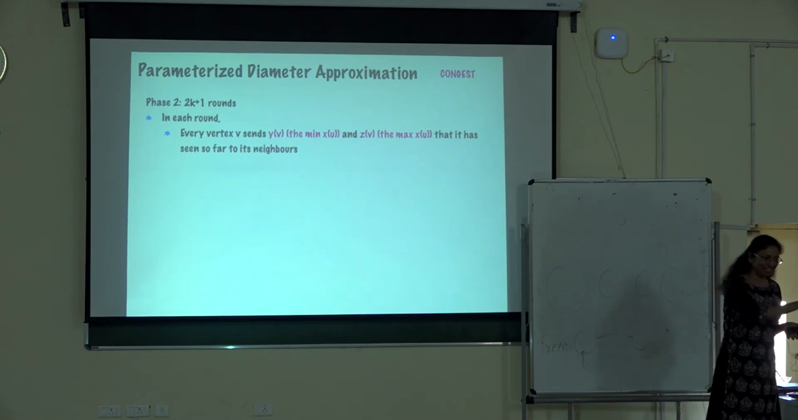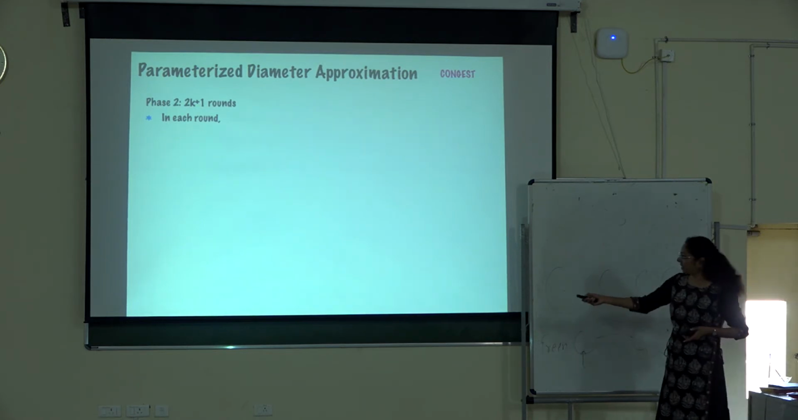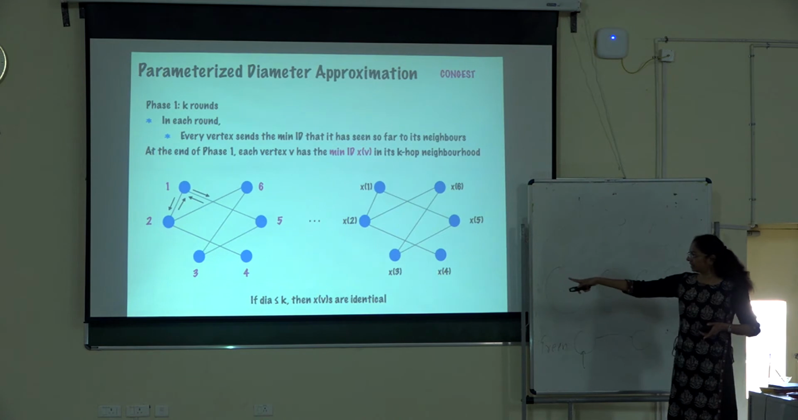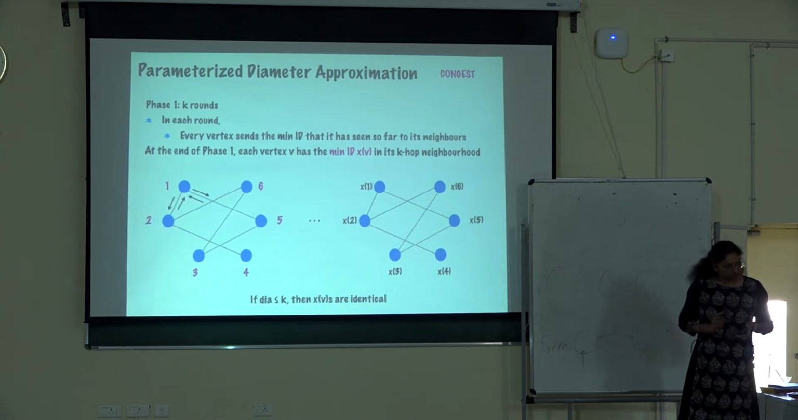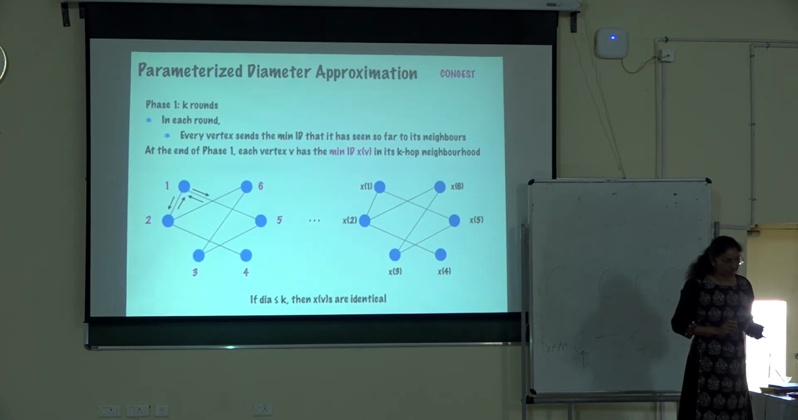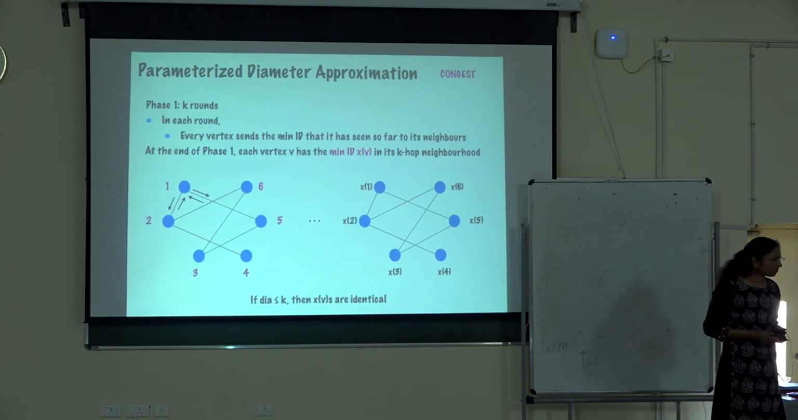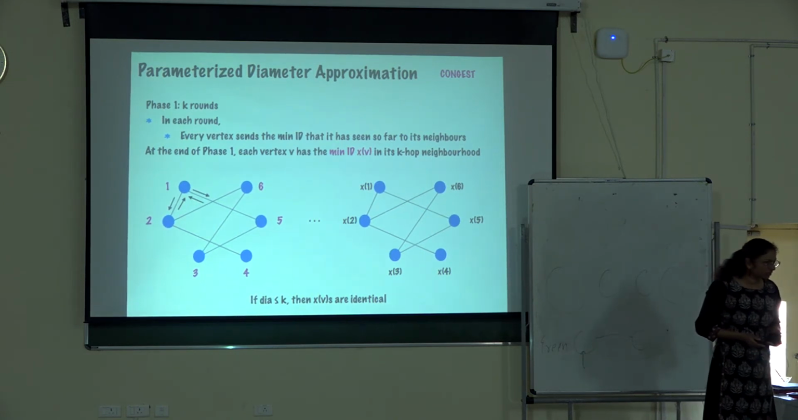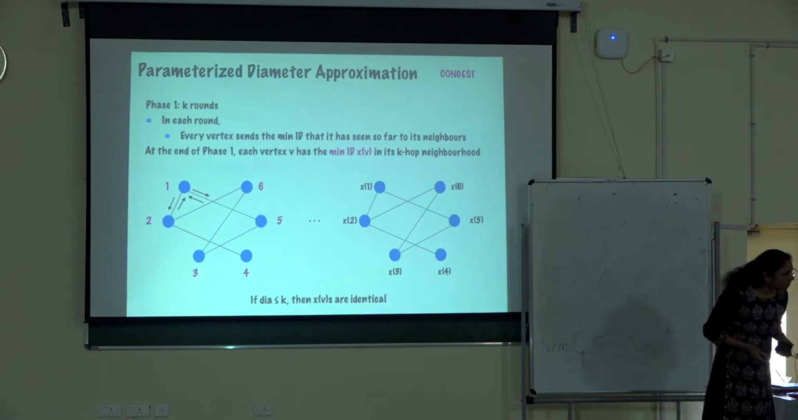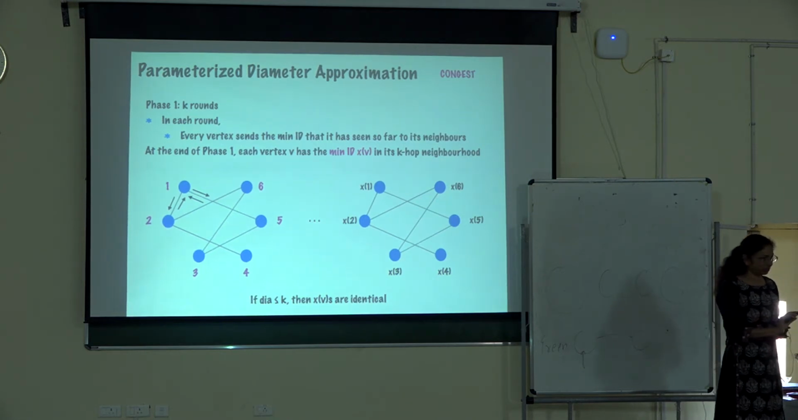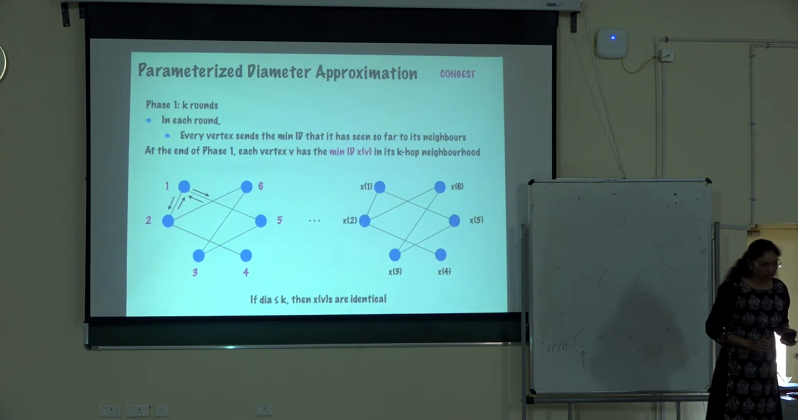I did not say that. I said if the diameter is bounded by k, then the xv's are identical. So now at this stage, in k rounds, we can broadcast whatever they have. And if some rows receive different values, then we don't have the diameter k. Yes, I agree. Correct. Still, in 2k rounds, we can have the same diameter.